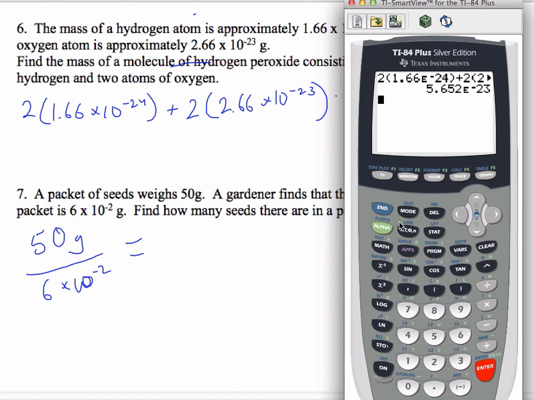Alright, so let's do this fraction again up here. This is 50 divided by 6 E negative 2. So there's about 833 seeds in there.